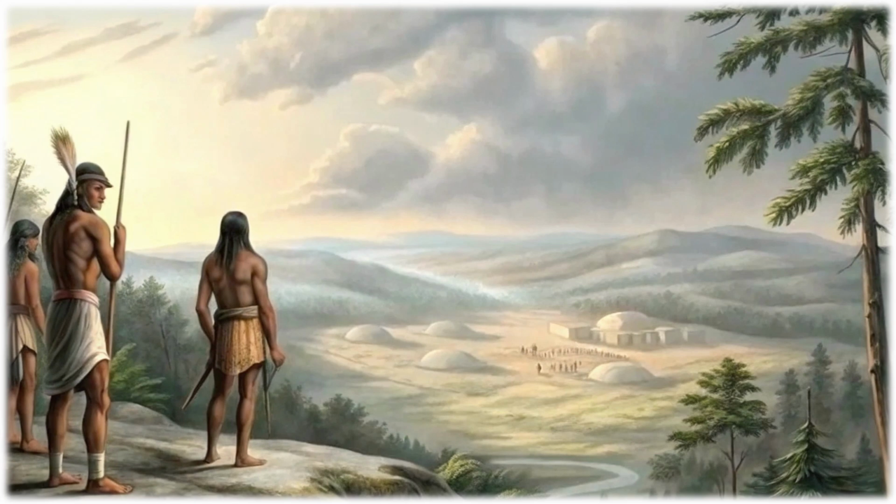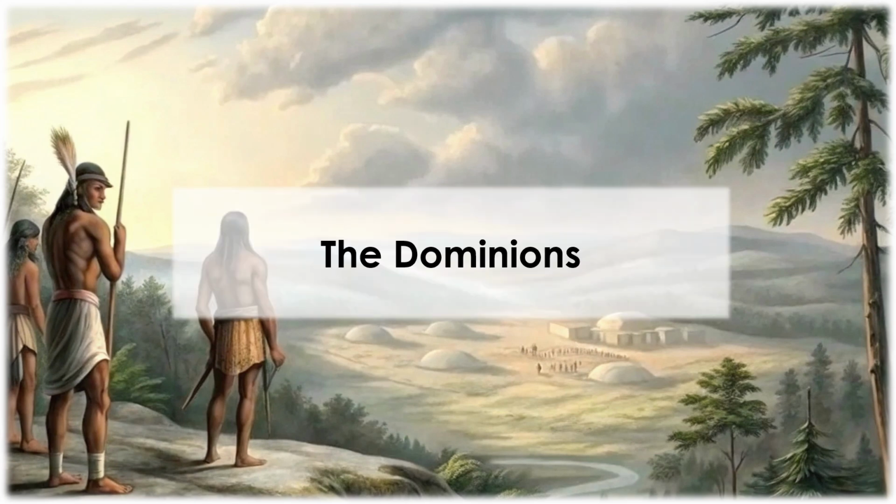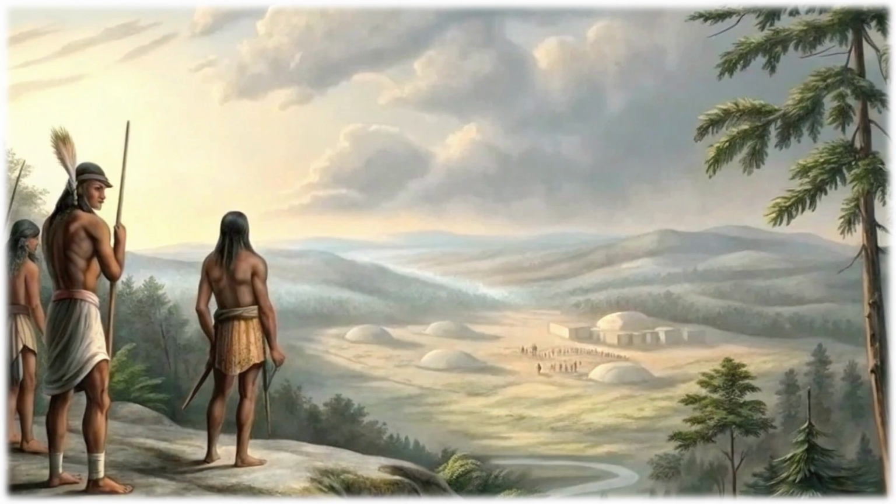Some settler colonies with predominantly European populations gained increasing self-government over time. Canada, Australia, New Zealand, and South Africa were called dominions. They were largely independent internally, but recognized the British monarch as head of state and were part of the empire. They supported Britain in the World Wars.